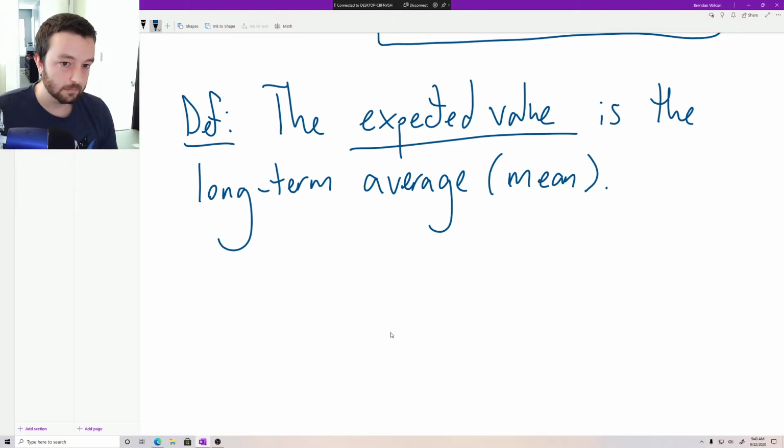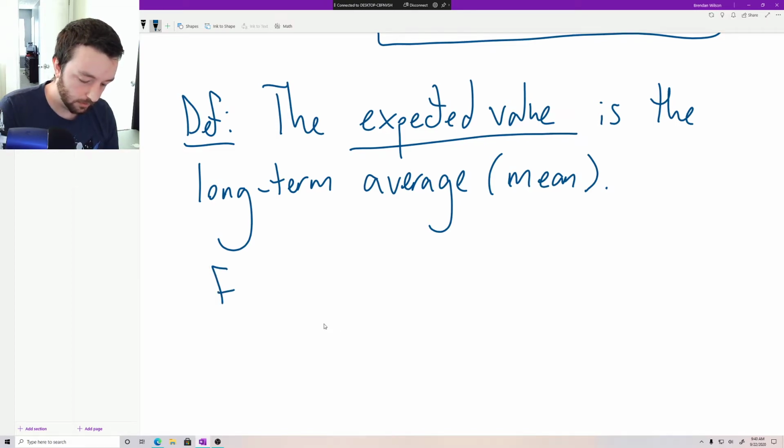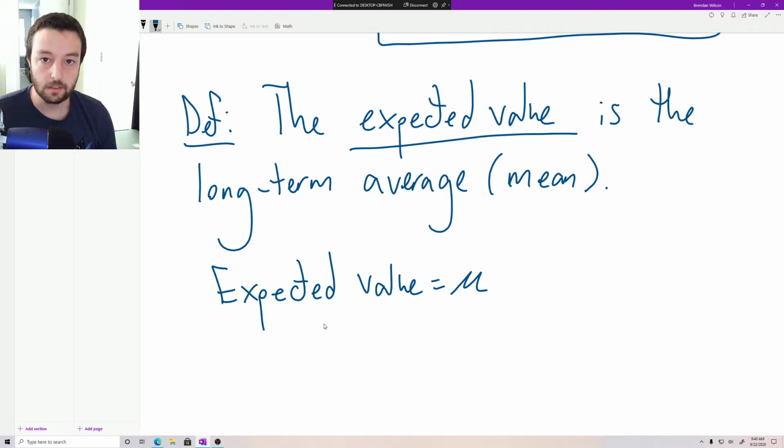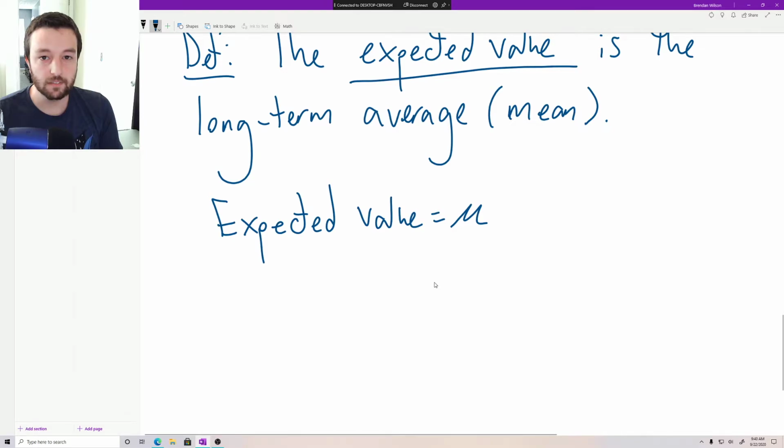By the way, the expected value is often denoted by the Greek letter mu because it's the mean. Okay. So it is quite literally the mean. It's not just almost the mean or kind of the mean. It is the mean. So we use the same letter to represent it. It's just we typically use the word expected value when we're talking about probabilities instead. Okay.